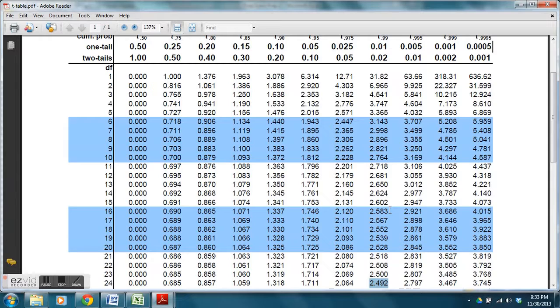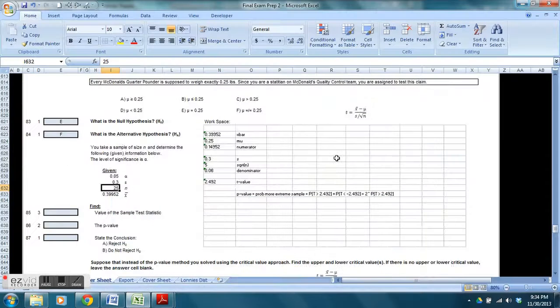This t-table also has that calculation built right into it. Here's our one-tail 0.01, you just multiply that by 2, you get 0.02. So since this is a two-tail test, we simply can use this 0.02 from the two-tail. So our p-value is 0.02 right here. Our value of our sample test statistic is 2.492, and a reminder, we used a t statistic instead of a z because sigma was unknown. So the population standard deviation was unknown.